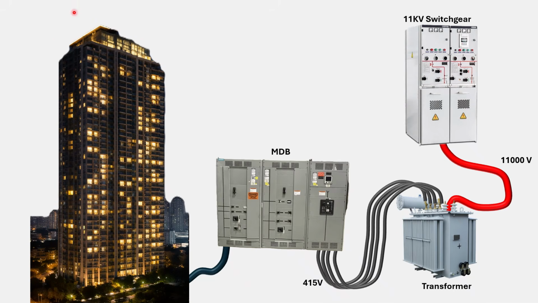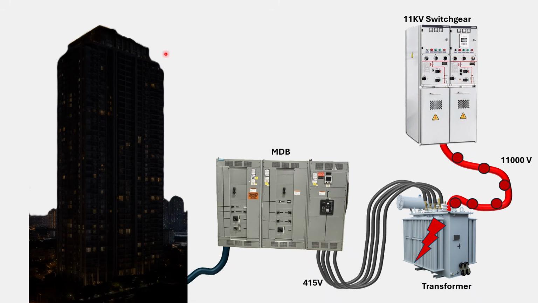Imagine in this building all lights are on, lifts are running, and everything is working perfectly. Suddenly, everything goes dark, completely blackout. Even though power from the electricity board is available, the building has no electricity because the transformer has failed. This happens when power distribution is not designed or controlled properly.